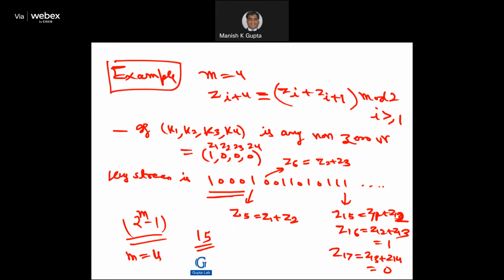You will see that this thing is periodic with some period. As I mentioned, the period is 2 raised to power m minus 1. That is the point after which it will start repeating.